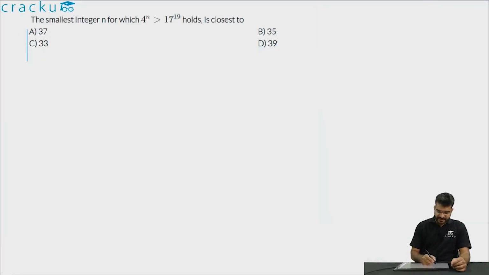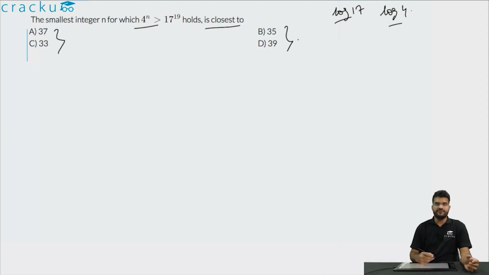In this question, we are required to find out the smallest integer n for which 4 to the power n is greater than 17 to the power 19, and we are required to find out which of the following options that smallest integer is closest to. Now if you look at the options and the question, it looks slightly complicated. It would require a lot of understanding, because we don't know the value of either log 17 or log 4. If you had some understanding of these logs, then probably we could have solved it.